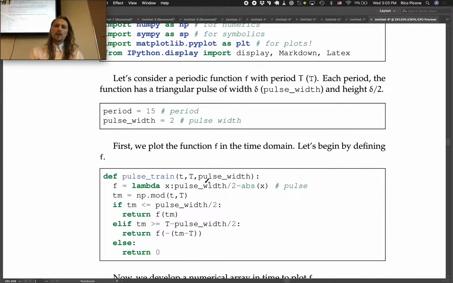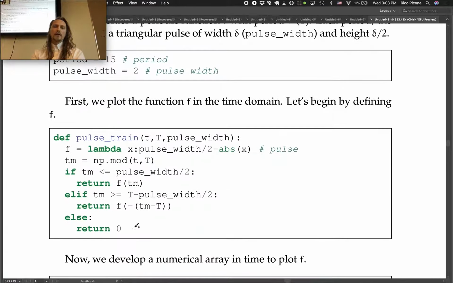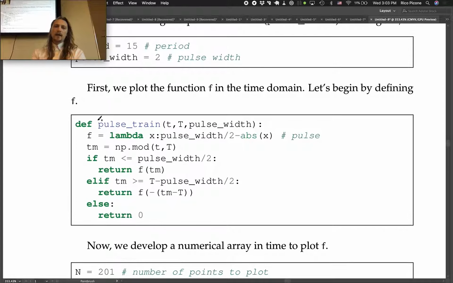So first, we'll plot function f in the time domain. So this pulse train function, we'll do that. I create a little lambda function that gives me a nice little mathematical statement that allows me to just plug in some value into f. So this is like a MATLAB anonymous function, right?